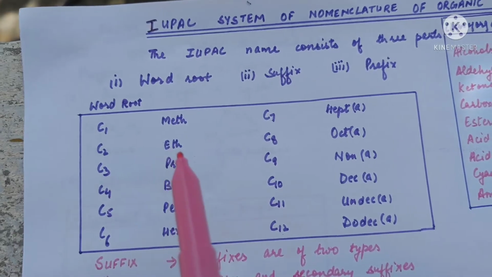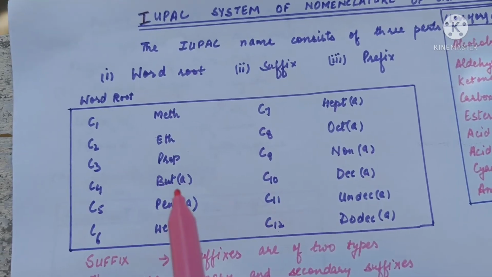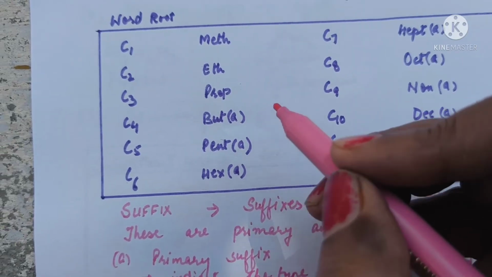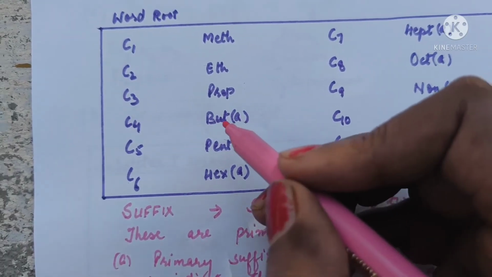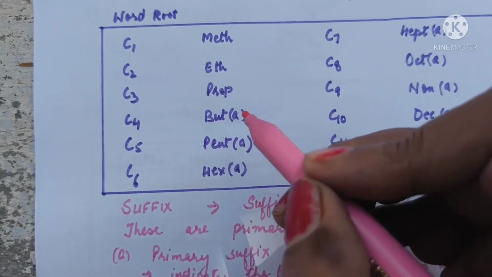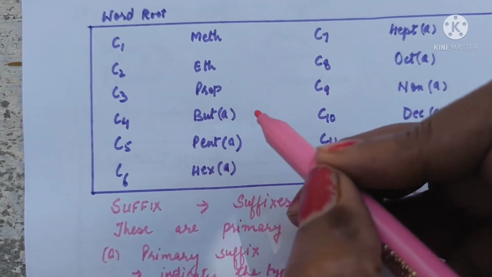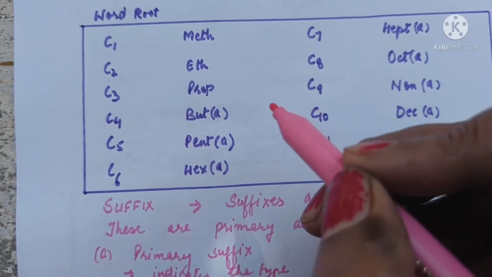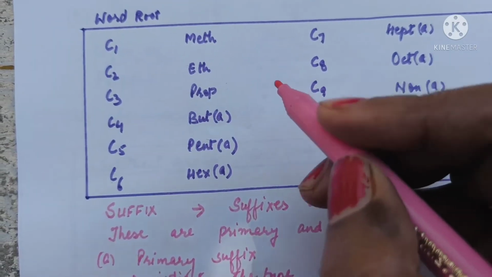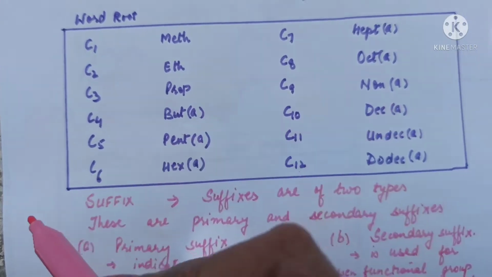For 2 carbon atoms, it is eth. For 3 carbon atoms, prop. For 4 carbon atoms, but. If the suffix that comes after the word root starts with a consonant, then A is put along with but. For example, butadiene. And if the suffix starts with a vowel, then the A is omitted in writing the name. For example, a compound containing 4 carbon atoms and suffix ane will be called but plus ane, butane. A is omitted in the name.